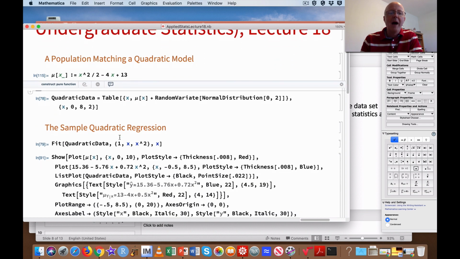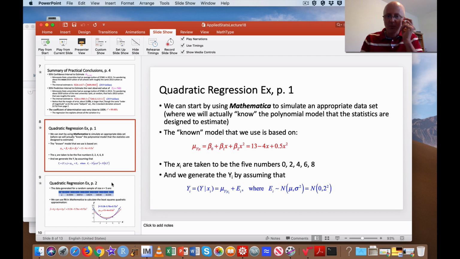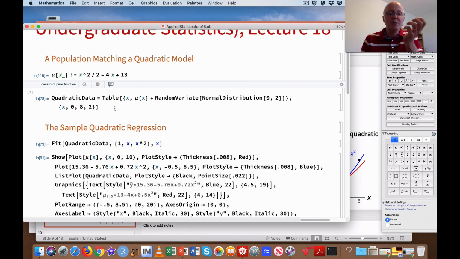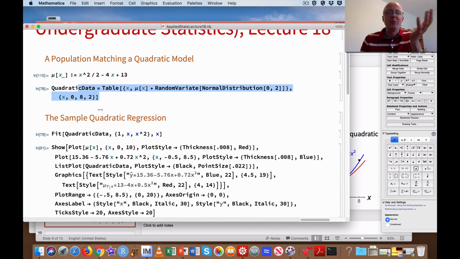Now I'm about to show you quadratic data and a fit for that quadratic data that's not going to match what I have in the PowerPoint here. It's not going to match the equation you see here and this graph here, and the data is not going to match this one. That's because every time I use this code, it regenerates random numbers. I'm going to be sampling from a normal distribution with mean of 0 and standard deviation of 2. Remember, Mathematica uses a standard deviation there instead of a variance.